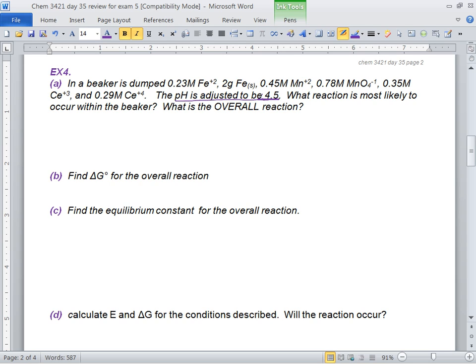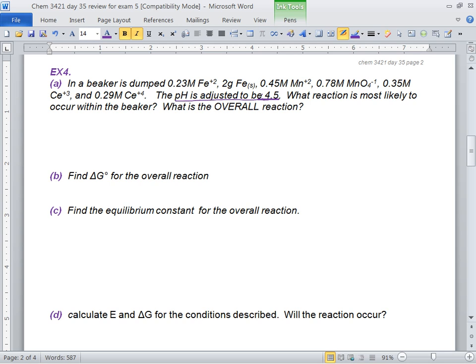So when you pull out that table of standard reduction potentials that should be next to you, and you're trying to find half reactions that are possible, if there's H plus in there, it doesn't rule it out because there's some appreciable amount of H plus.